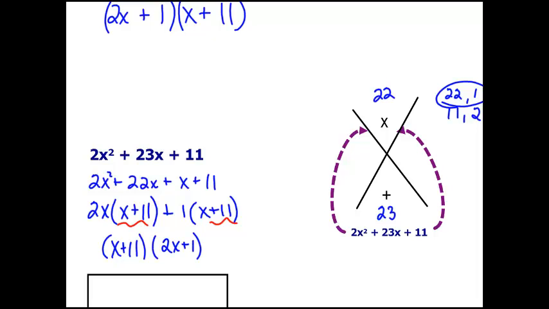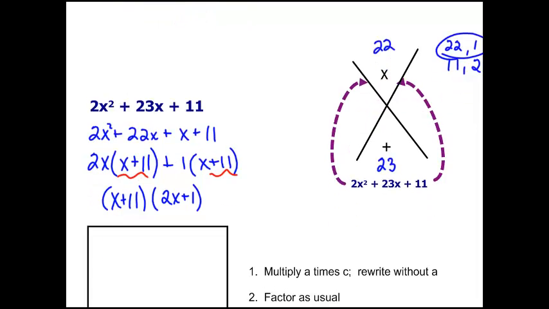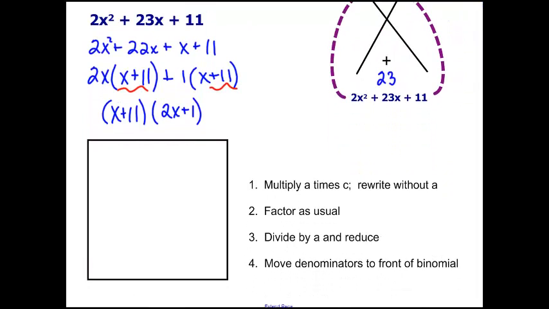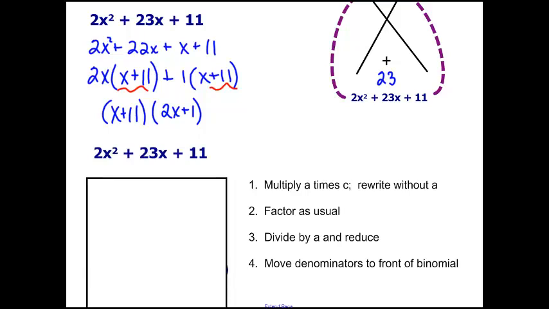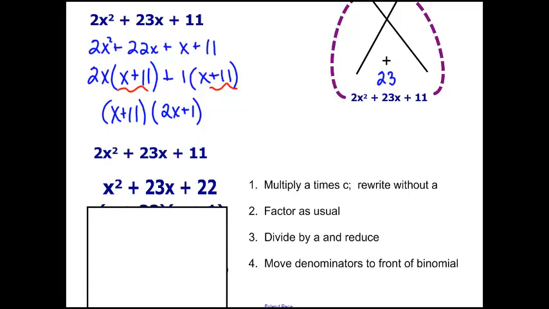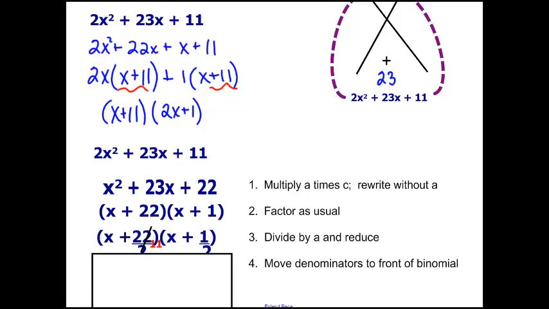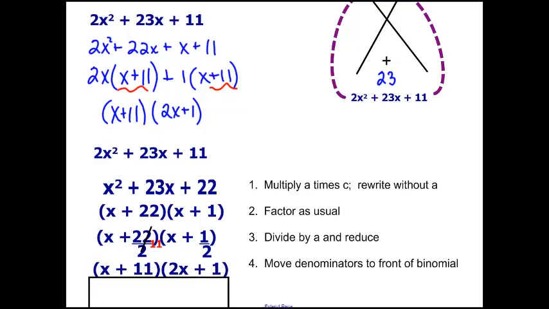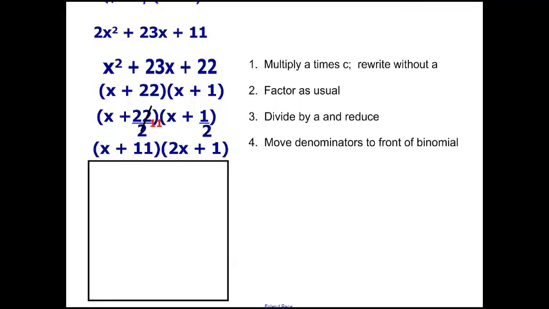Now the next strategy is the one we really need to focus on. Again, trust me on this, it is nice sometimes, okay? So I'm going to multiply a times c and rewrite it without a. That becomes x squared plus 23x plus 22. That's easy to factor, x plus 22 and x plus 1, but ooh, gotta undo what I did and divide both of those constants by 2. So I'm going to get an x plus 11 and an x plus 1/2, and then I'm just going to go ahead and take care of that 1/2 by multiplying my front term in the second binomial by 2.